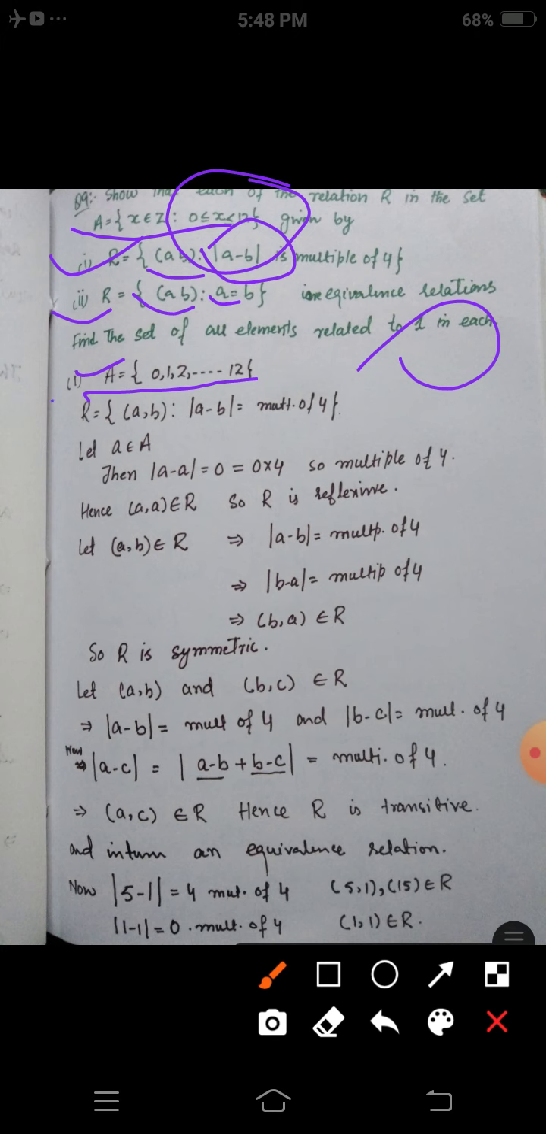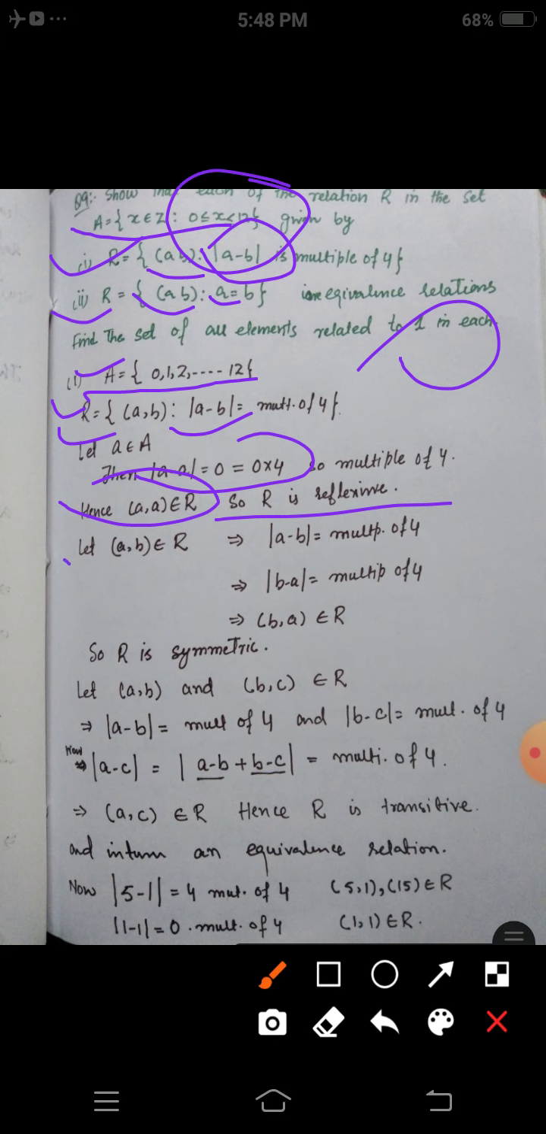Now the first relation is R such that (a, b) belongs to R where |a − b| is a multiple of 4. Let a belong to A, meaning a is any arbitrary element of A. Then |a − a| is 0. You know that 0 is a multiple of 4 because 0 equals 0 times 4. So by the definition of this relation, (a, a) belongs to R for all a belonging to A. So R is a reflexive relation.